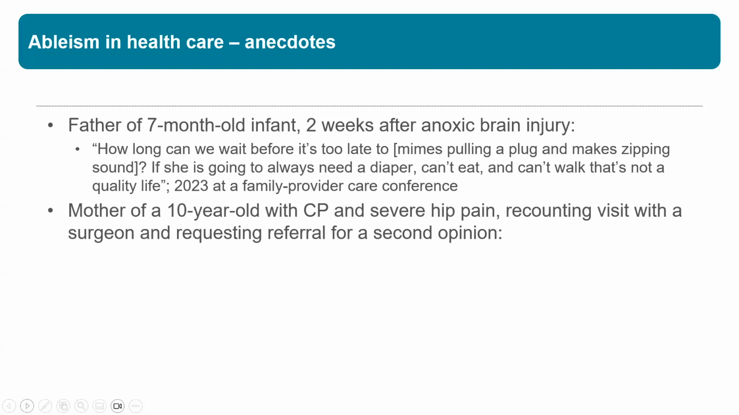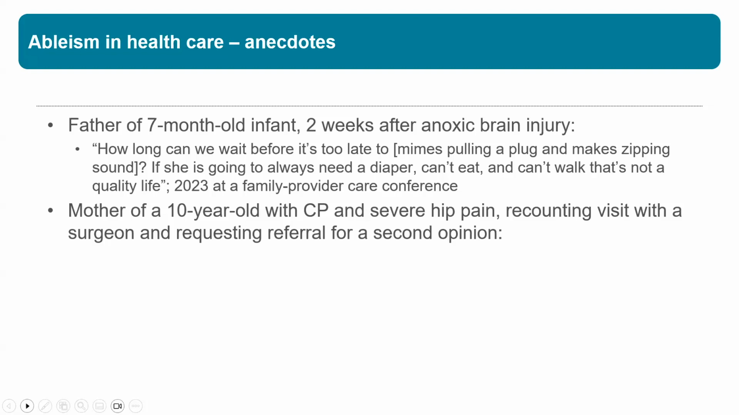Then I had another patient, the mom of a 10-year-old with CP and severe hip pain. I actually saw this child in Alaska. The primary care provider of one of my other patients had found my cell phone number and reached out because this child was having such severe pain from their hip dislocation.